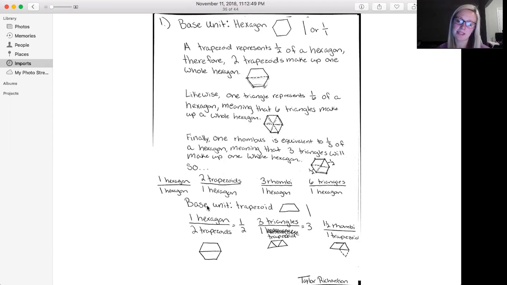We'll start with the base unit of a trapezoid. One hexagon has 2 trapezoids in it. So that means that there is 1 hexagon for every 2 trapezoids, equaling 1/2. And for every 3 triangles, there is 1 trapezoid. And so that equals 3. And there's 1.5 rhombi for 1 trapezoid, because only half of the rhombus fits in that other little part of the trapezoid.